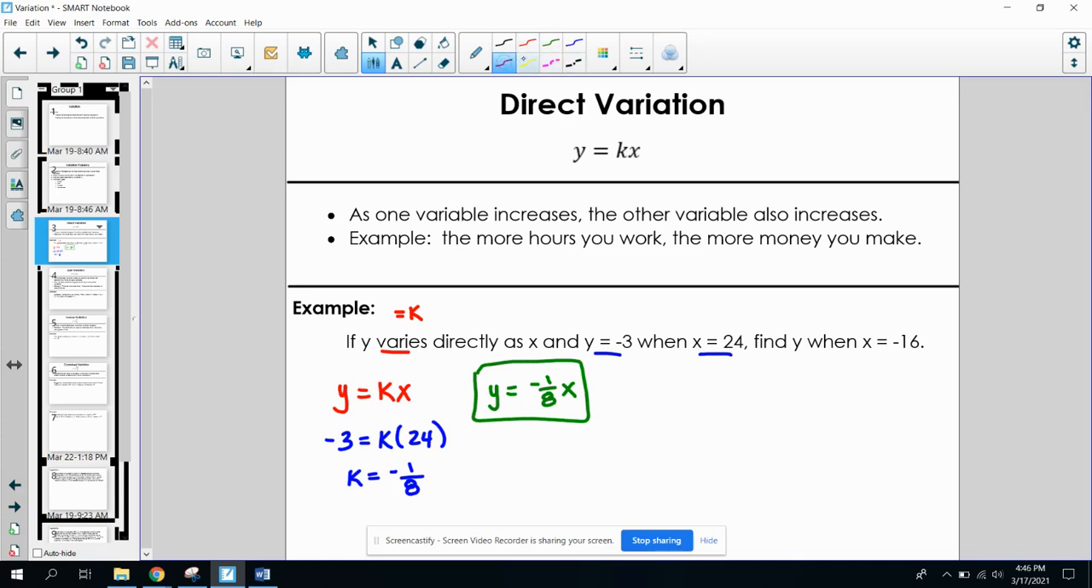Now we're going to go ahead and solve the rest of the question. Find y when x is equal to -16. Now all I'm doing is plugging in -16 for x. So y is equal to -1/8 times -16, and we end up with y is equal to 2. So our answer is y is equal to 2.